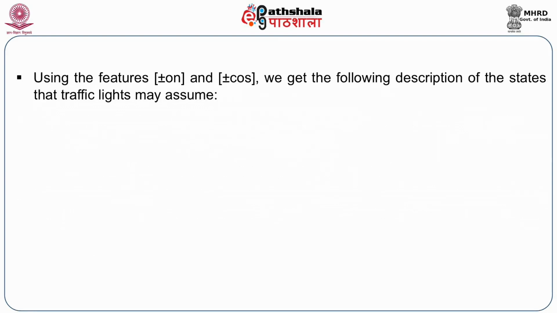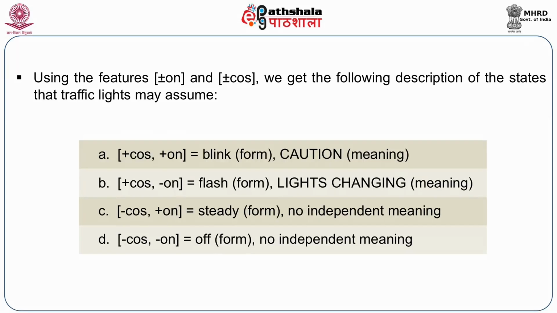Assembling these feature geometries, we get the following values. Plus change of state plus on yields a blinking form, and the meaning of it is caution. Plus change of state minus on leads to a flashing form, and its meaning is lights changing.